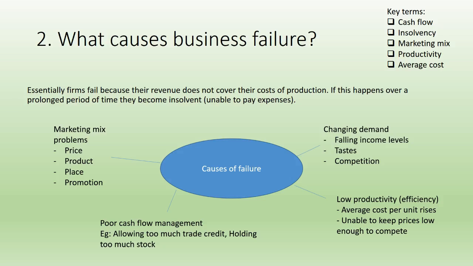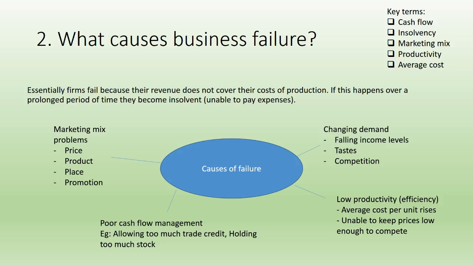Little diagram there, causes of failure that you need to know and remember. So it could be marketing mix issues. You could have got your price wrong. Could have got the promotion aspect wrong, which causes a reduction in sales. Price is too high, sales are too low, revenue too low, problems. The product itself could be defective or of low quality.